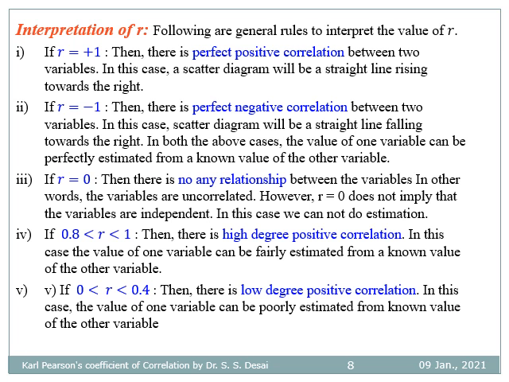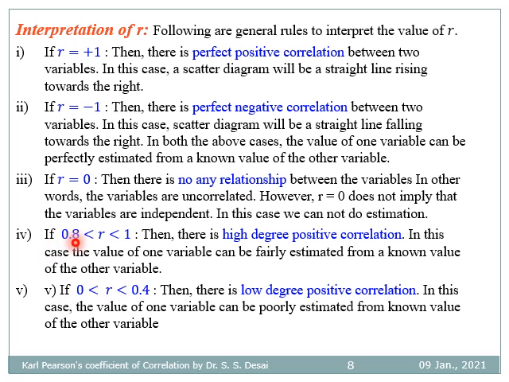Now let us see how to interpret the value of r. The general rules to interpret the value of r are as follows. If r is equal to plus 1, then there is perfect positive correlation. If r is equal to minus 1, then there is perfect negative correlation. If r is equal to 0, then there is no correlation.